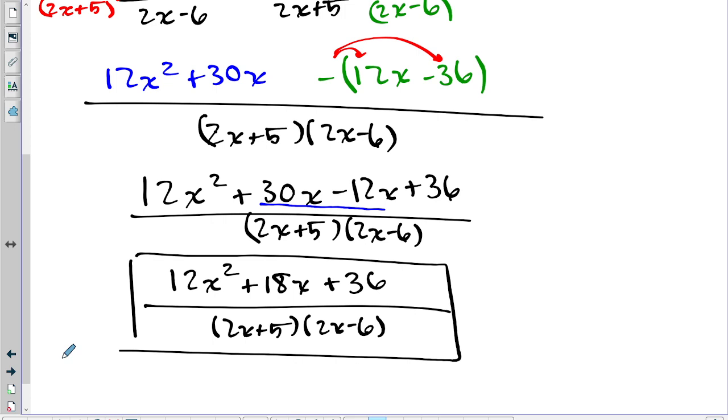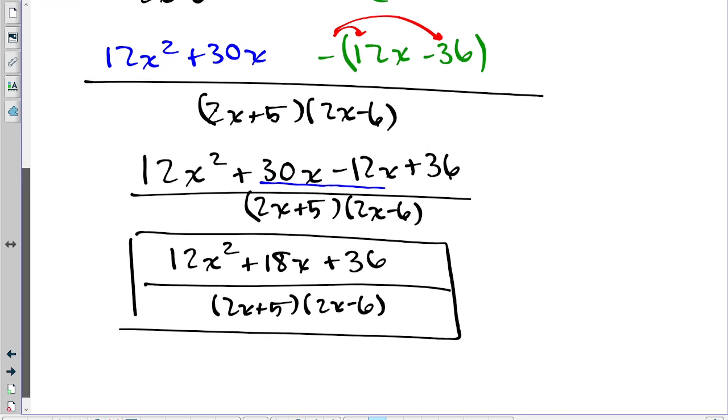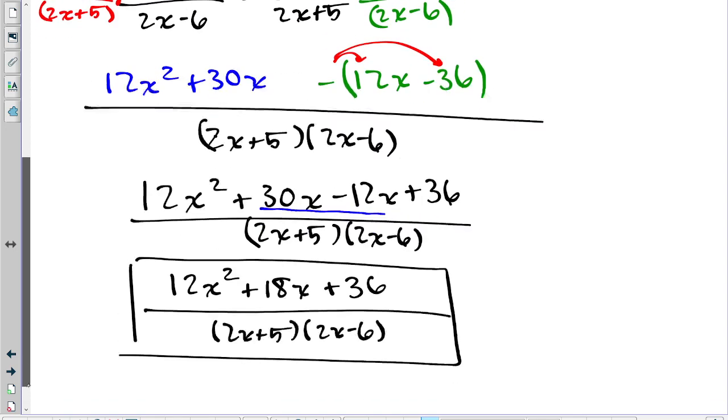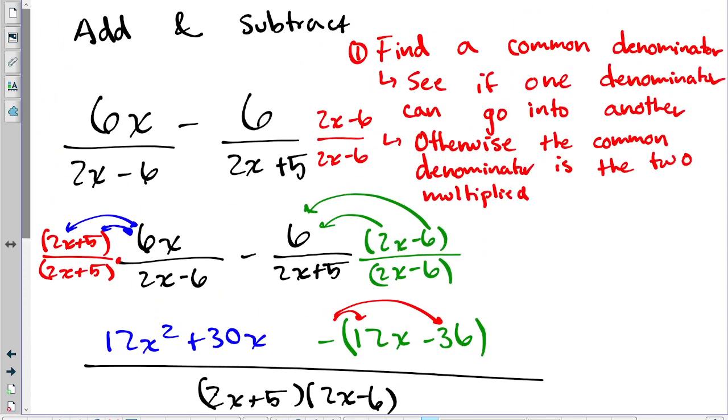I think technically there's one more step you could do to make this smaller, but that's okay. You could factor out a 2 in all the top and bottom, but I'm okay with that. All right, cool. So the tricky part with adding and subtracting is finding the common denominator.